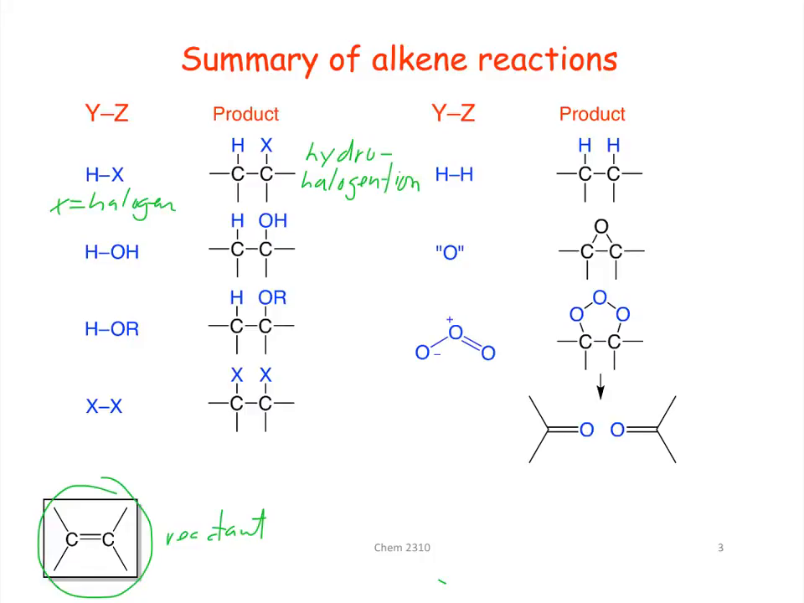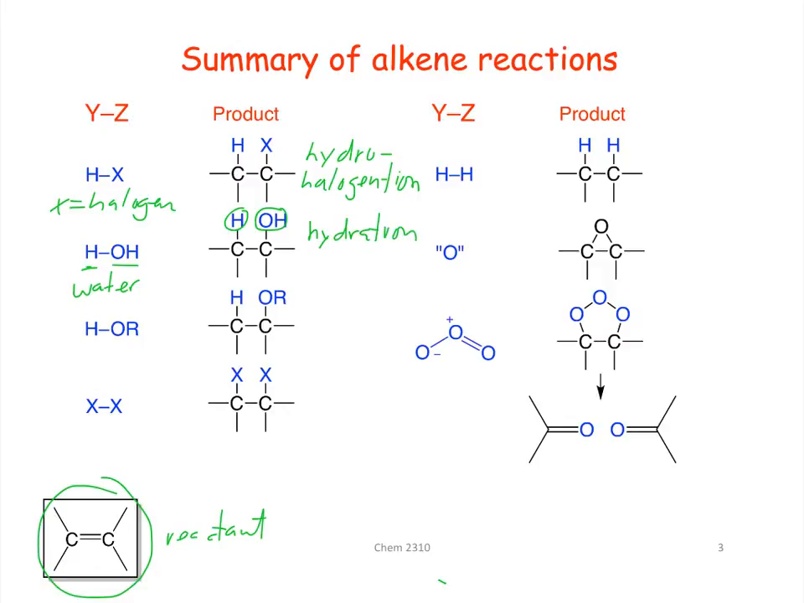All right. The next one, notice now instead of HX, we have H on one side and we have OH on the other side. So we add H to one side and OH to the other side of the double bond. Okay. In this case, notice we're just starting with water. Right? We're adding water to a double bond, so it's just like adding water to ourselves, right? What do we do when we drink some water? We're hydrating, right? So this is a hydration reaction.